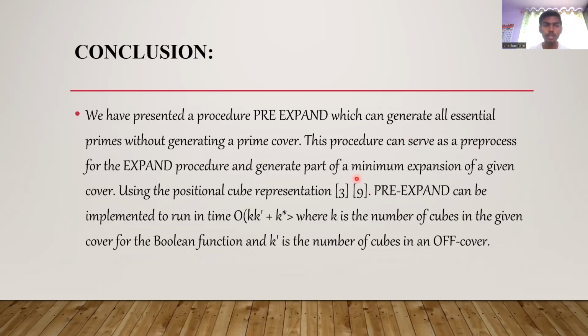Finally, the conclusion is that we have presented the procedure of pre-expand, which can generate all essential primes without generating a prime cover. This procedure can serve as a pre-process of the expand procedure and generate part of the minimum expansion of a given cover using the positional cube representation. Pre-expand can be implemented to run in time O(k' + k*), where k is the number of cubes in the given cover for a Boolean function and k' is the number of cubes in the off cover.